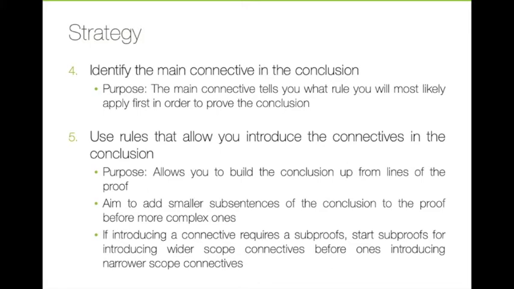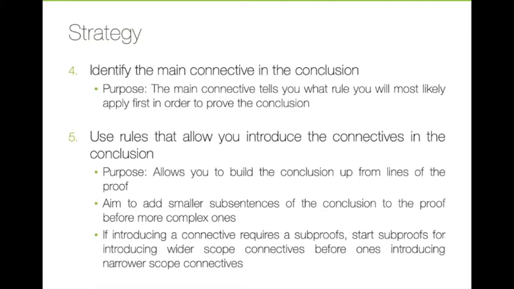The goal of doing this is that it allows you to build up the conclusion from the lines of your proof. Remember when we talked about what the sentences of truth functional logic are, we showed that every sentence can be built up from atomic sentences and connectives. Your proof will similarly build up sentences piece by piece in general. With that in mind, you should aim to add smaller subsentences of your conclusion to your proof on earlier lines than more complex subsentences of your conclusion.